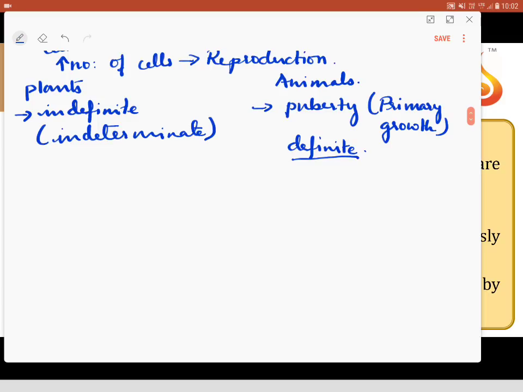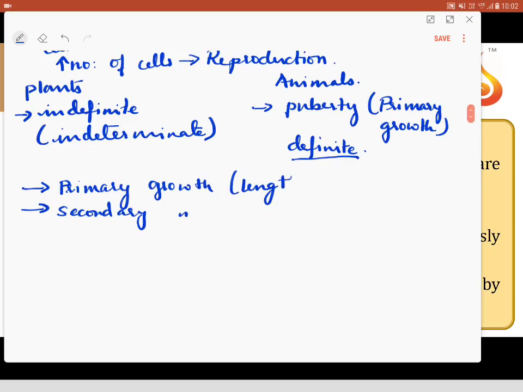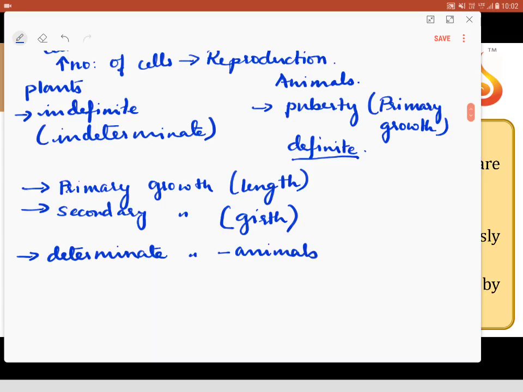So, what did we understand in growth? First thing, there are two types of growth based on primary and secondary growth. Primary growth we see in case of length, and secondary growth we see in terms of girth. We also saw determinate growth, that is a fixed growth in case of animals, and in case of plants indeterminate growth.